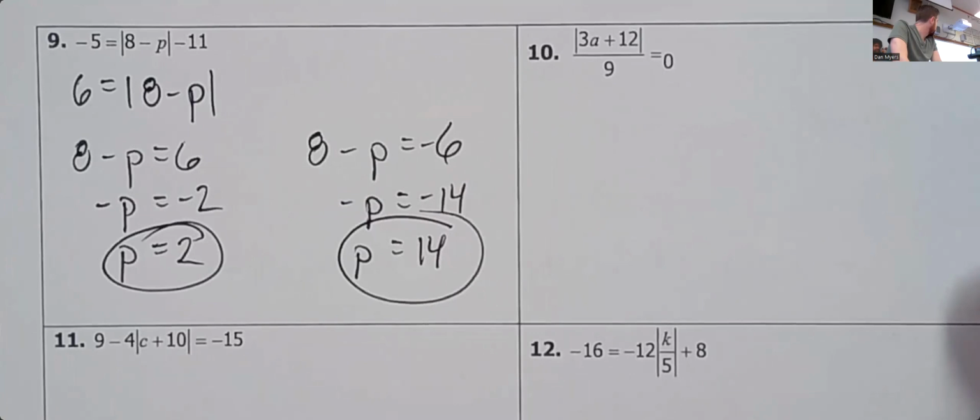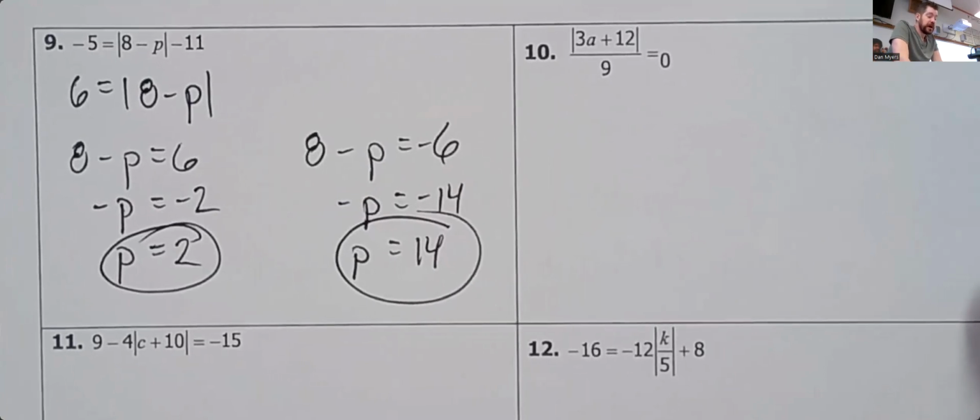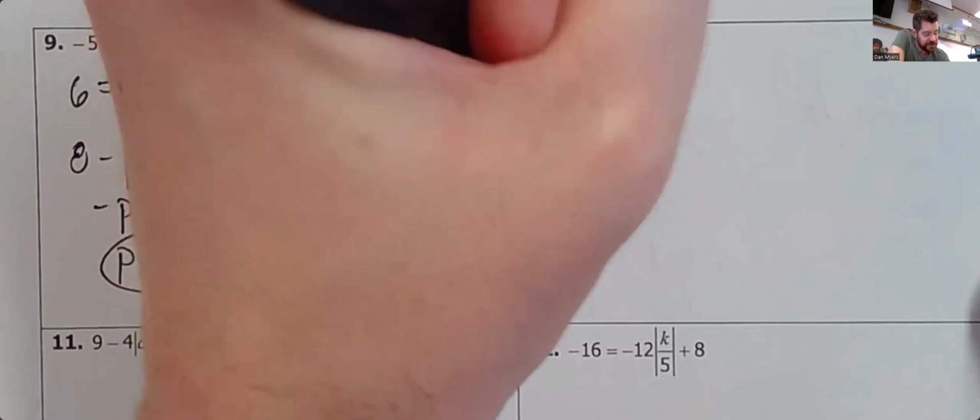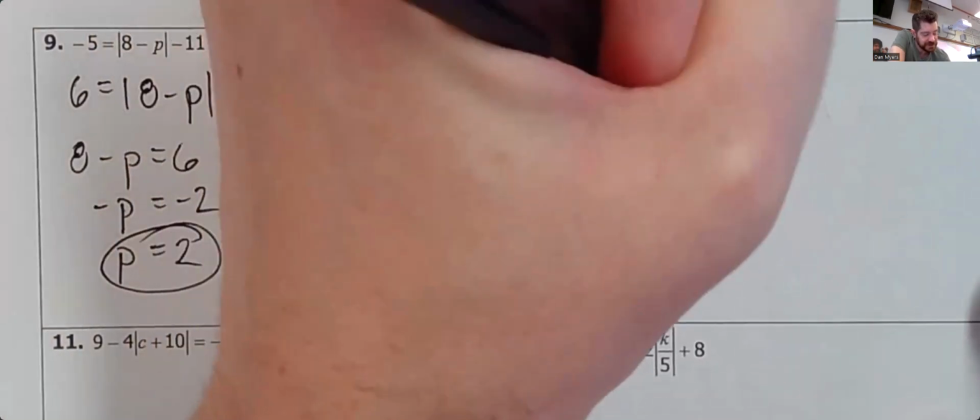All right, 10. This is the first time we've seen something equal to 0. 0 is actually kind of convenient. Yes, there are solutions. There probably will be 2. We're going to start by multiplying both sides by 9, which conveniently enough doesn't change anything on the right. So the absolute value of 3a plus 12 equals 0.